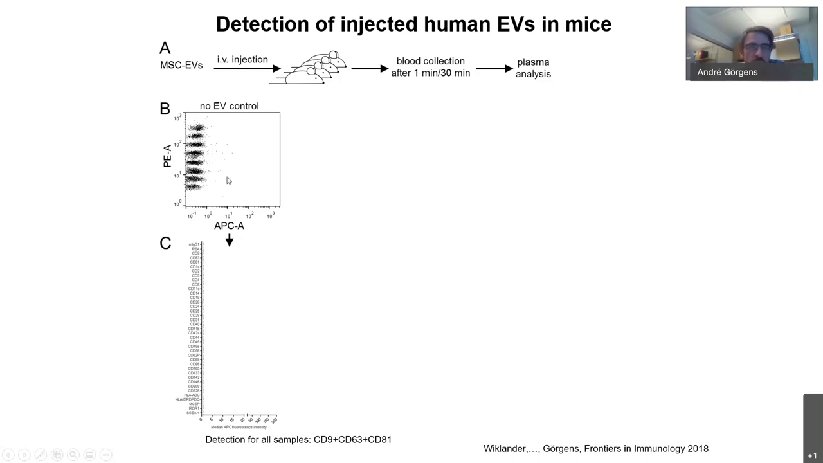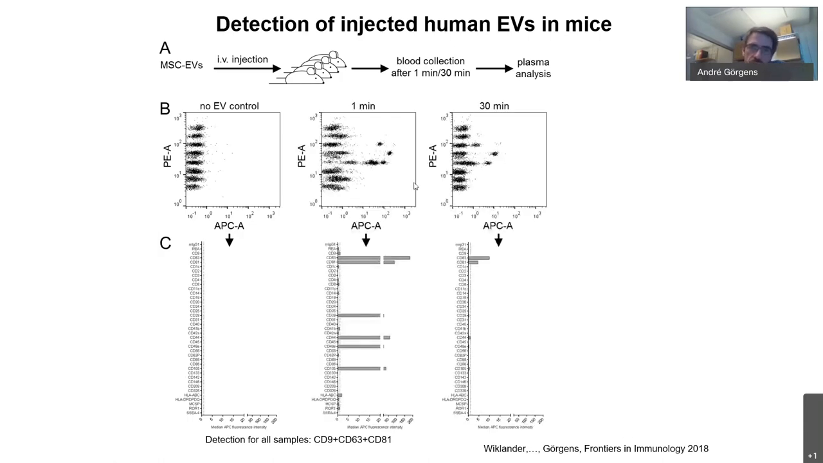If you see here, we have an untreated mouse. You don't have any signal, so there's no antibody cross-reactivity. But after short time points, like 1 minute, you get quite some signal. You see, again, these MSC EVs are not expressing a lot of CD9. It's rather close to background levels. And you also see the normal MSC EV surface signature being detected here.